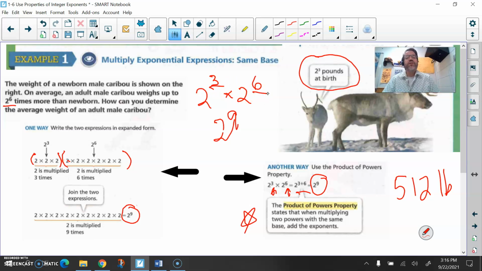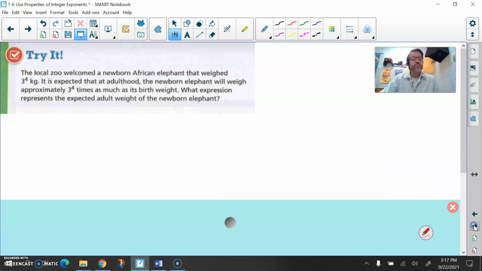So 2 to the 3rd times 2 to the 6th is 2 to the power of 3 plus 6. The key to this is your bases have to be the same. And in both of these, we're working with 2's. We're working with a base of 2.